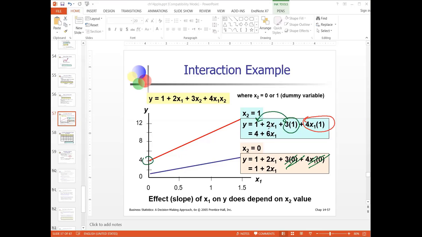4x1 has the same base as 2x1. This becomes 6x1. So 6 becomes a bigger slope. In the previous model, the slope was 2. Now the slope is 6. That's why you notice that since the dummy variable is alone and also in the multiplication, it has changed the intercept and also changed the slope. So we can call it an interactive dummy.